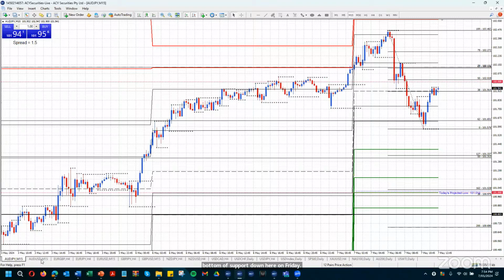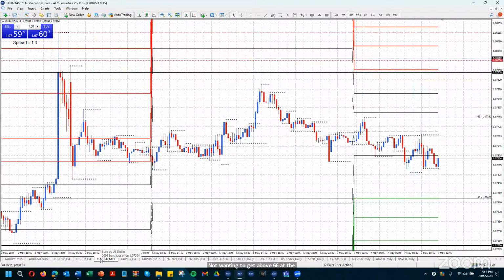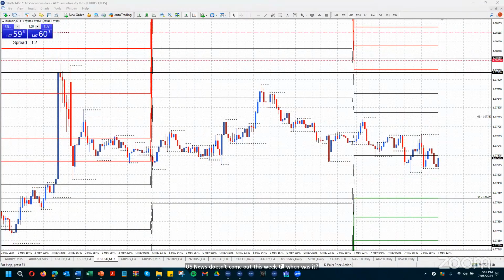Look like they're still moving up. Aussie dollar is not wanting to get above 66 at the moment. Bit sidewaysy, euro dollar. There's not much news coming out. US news doesn't come out this week till, when was it? Thursday. So there's not a lot to drive.